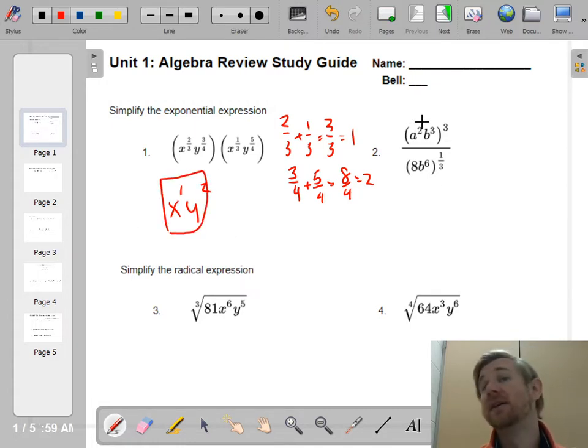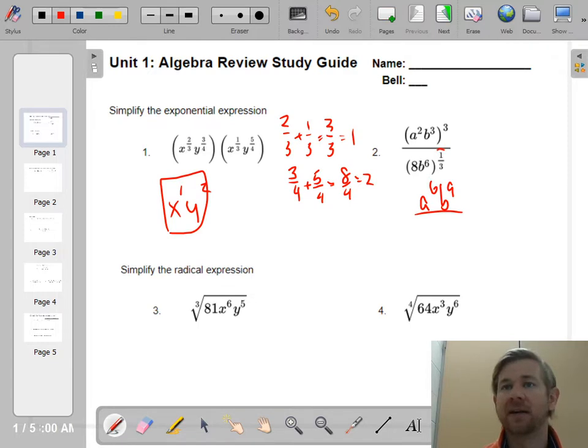For the second one, you have a power to a power. The rule is you multiply: a to the 6th, b to the 9th. The denominator, that's a cube root. So you can use the rule here for 6 times 1/3 and get b squared. Or you can think, well, there's two groups of 3, so they both make it out. But you need to remember that the 8 is also under that cube root. The cube root of 8 is 2, so it's 2b squared.